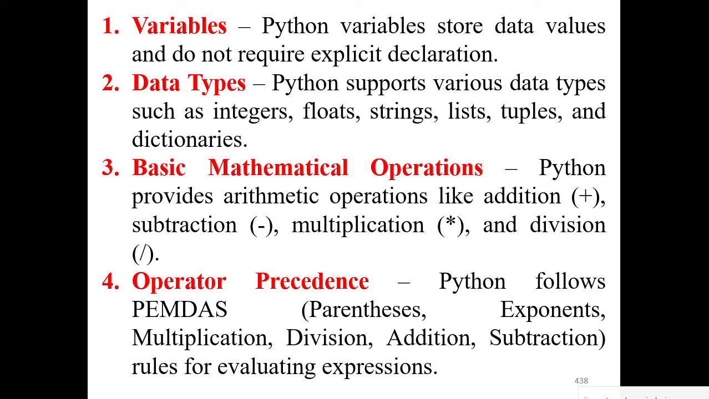So data types: Python supports various data types such as integers, floats, strings, lists, tuples and dictionaries. Basic mathematical operations: it can support arithmetic operations like addition, subtraction, multiplication and division, etc. Operator precedence: Python follows PEMDAS. PEMDAS means parentheses, exponents, multiplication, division, addition, subtraction, rules for evaluating expressions.